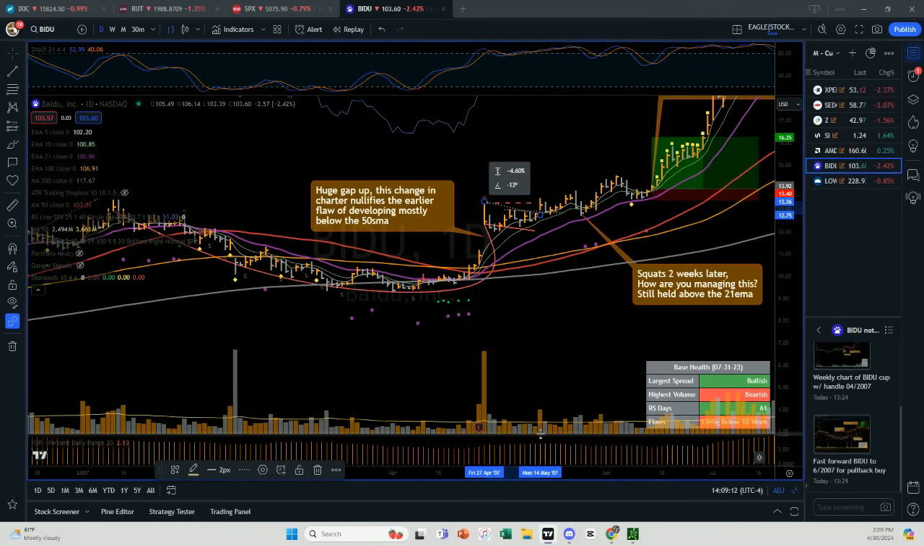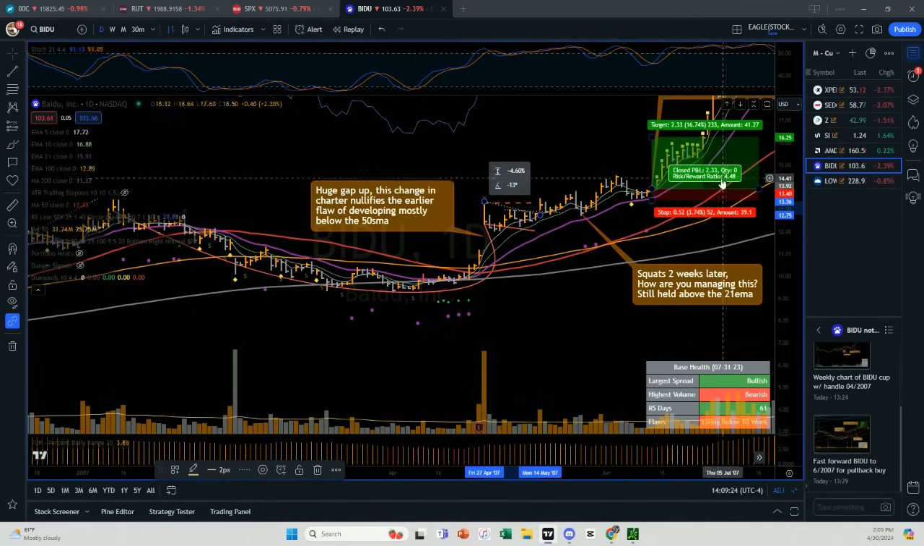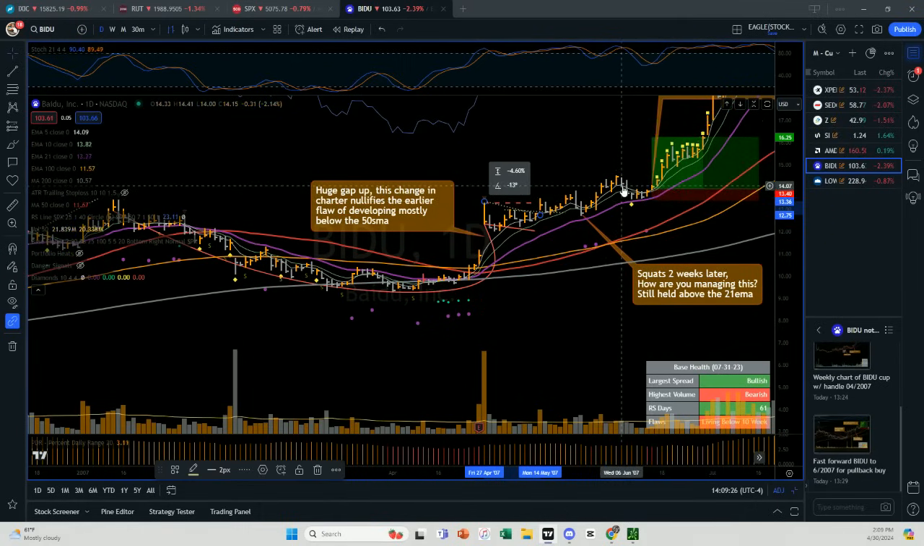Is it a typical handle? Well, when I'm looking at a handle, I generally like to see something like this, where it almost looks like a pullback buy, and this one is a pullback buy, and we'll talk about that in a moment. But handles can come in varieties of shapes and sizes.